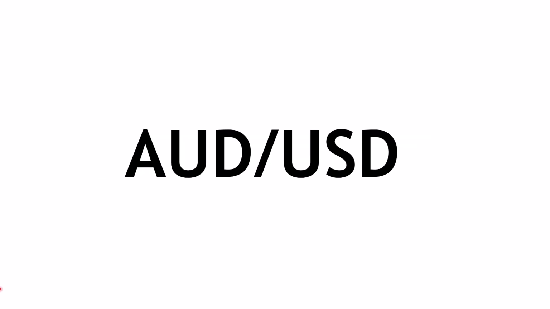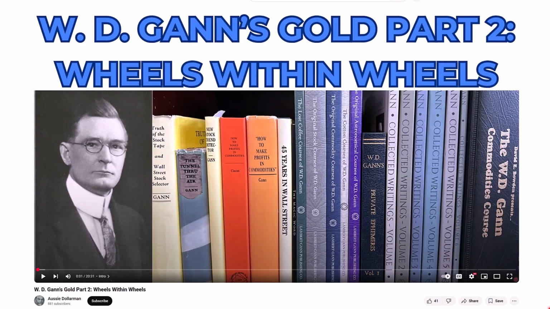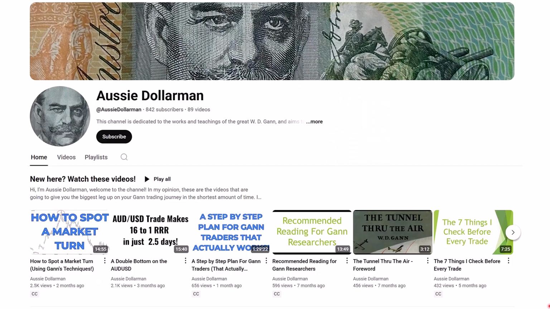So let's kick it off with the Australian dollar, US dollar. And we'll do so using Gann's method from page 46 of the Wall Street Stock Selector, where he lined up his charts side by side. I call this wheels within wheels analysis. I talk about it a little bit more in another video on this channel called WD Gann's Gold Part 2, Wheels Within Wheels. And if you want an idea of what this wheels within wheels concept can do for your trading, check out another video on my channel, which I just showed you at the top of the page there. And it's that one there. Aussie dollar US dollar trade makes 16-to-1 reward to risk ratio in just 2.5 days.